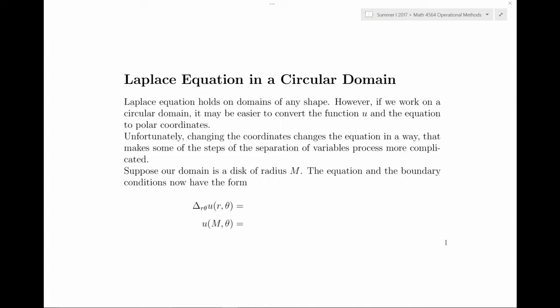You might be wondering what would change, since the Laplace equation should be independent of the domain. Well, this is only partially accurate. If we keep the coordinates to be x and y, then the Laplace equation doesn't change. However, if we work on a circular domain, it makes sense to switch to polar coordinates. And unfortunately, changing to polar coordinates changes the way we take derivatives. So the equation changes its form. In a circular domain, the Laplace equation has a different form.